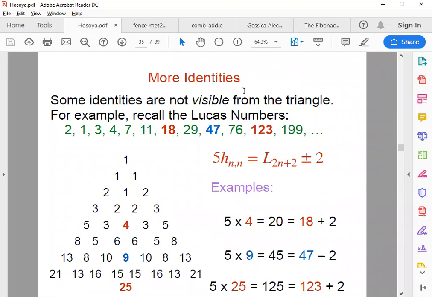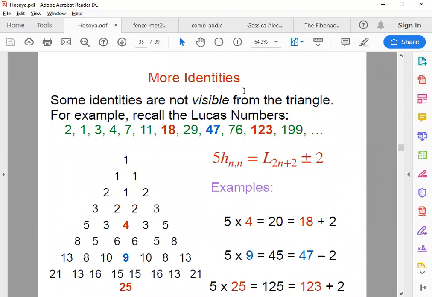Right, so 5 times 4 is 20, which is 18 plus 2. 5 times 9 is 45, which is 47 minus 2. 5 times 25 is 125, which is 123 plus 2. Right, that's the central property.